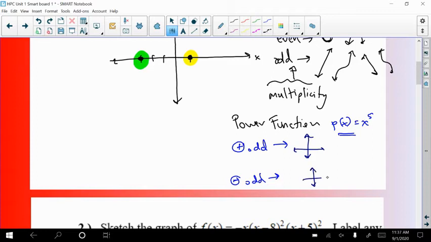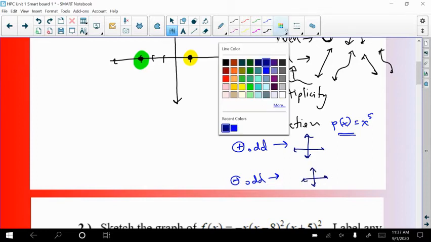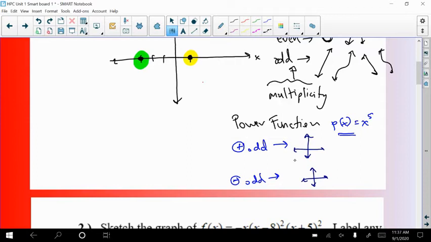Something here, okay? So if you think about what the characteristic shape of a cubic looks like, it's going to look something like this. Notice where you're starting: you're starting down here and you're ending up here. When I say positive odd, I'm saying that the coefficient is a positive value. A negative odd, had there been a negative there, you're just going to flip that over. It's going to look something like that.